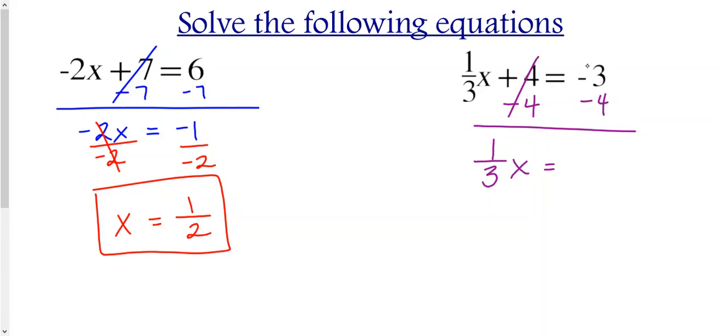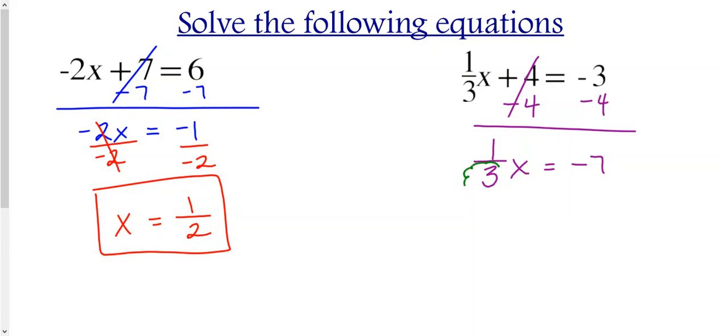And again, if you're struggling with negatives, that's fine. Use your calculator. Negative 3 minus 4 gives us a negative 7. Now in Algebra 1, your teacher might have said, now divide by the fraction. In Algebra 2, we don't do that. So here's how we're going to get rid of a fraction.